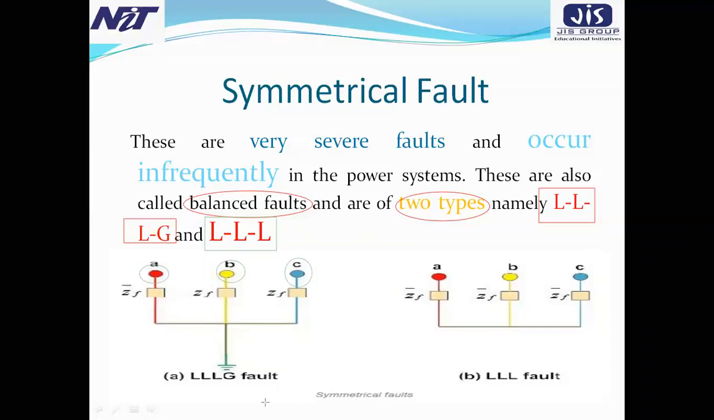So here the LLG fault is actually happening in this section, this section, line to ground. This type of fault is called the line to ground fault. And LLL fault means the fault is in between three phases. So here A, B, C, the fault is in between all three. These two types of fault you can find among the symmetrical faults, and they occur infrequently.